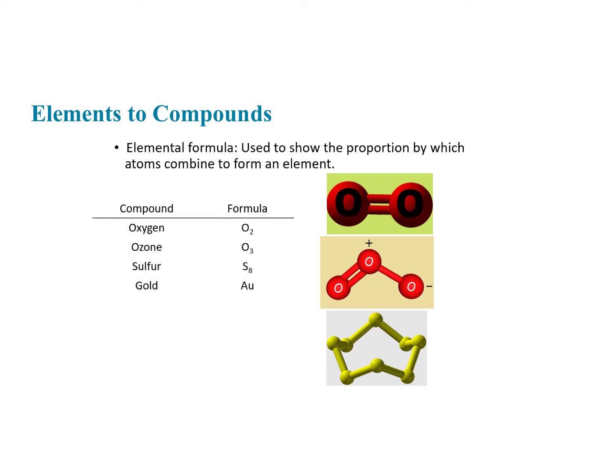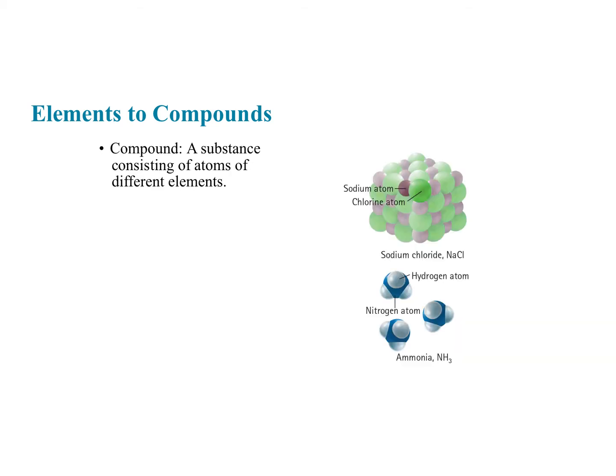Another interesting element is sulfur, and sulfur, when it combines, actually has the ability to join together 8 atoms of sulfur, and so you can see it looks almost like a crown. This is representing the sulfur atoms all bonded together. And then, of course, gold is Au. That's the chemical symbol for gold. And gold atoms just basically pack together on top of each other.